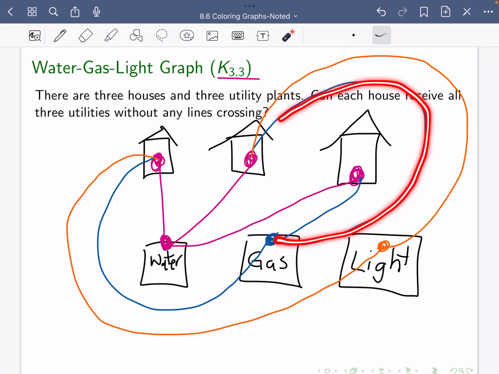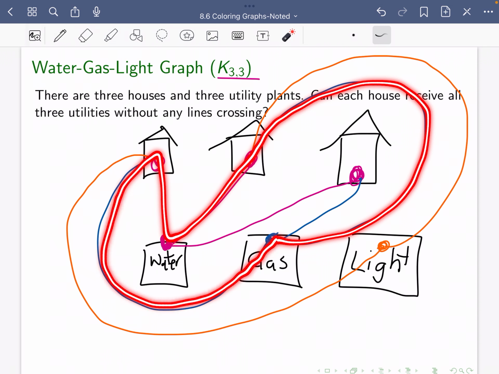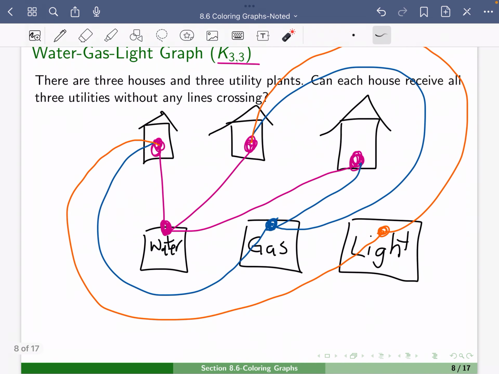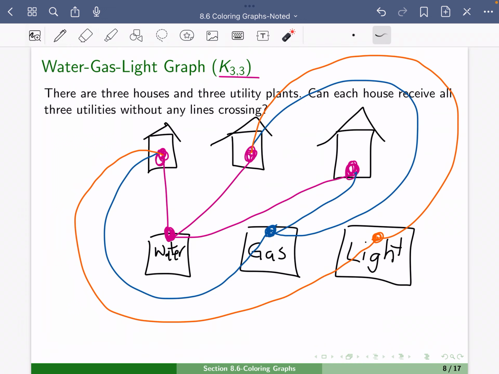So these other lines completely surround that house, and so when we try to run a light line to it, it doesn't matter where we go, it's going to have to cross a line somewhere. So is this K33, that water gas light graph, a planar graph? The answer is no, it is not planar.